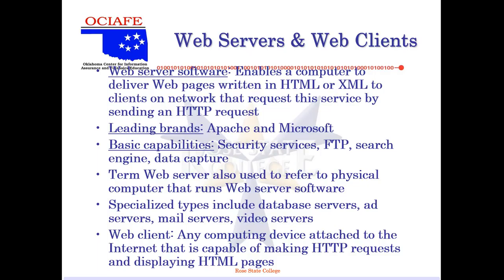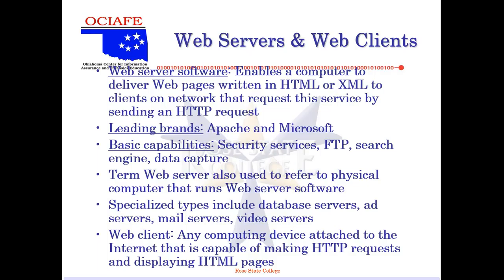Web server software enables the web server to develop or serve pages written in HTML or XML because of the HTTP request. The leading brands right now for web servers are Apache and Microsoft's IIS. The basic capabilities they provide are security, data capturing capability, and search engine capability. And if you hear the term web server, it's really talking about the software that runs on the server itself, not the server box.